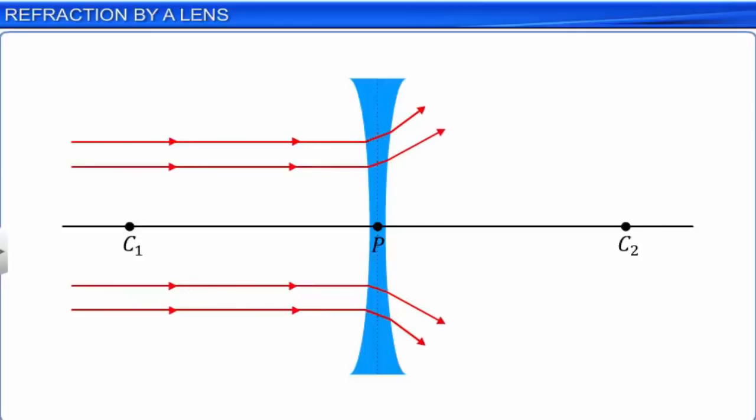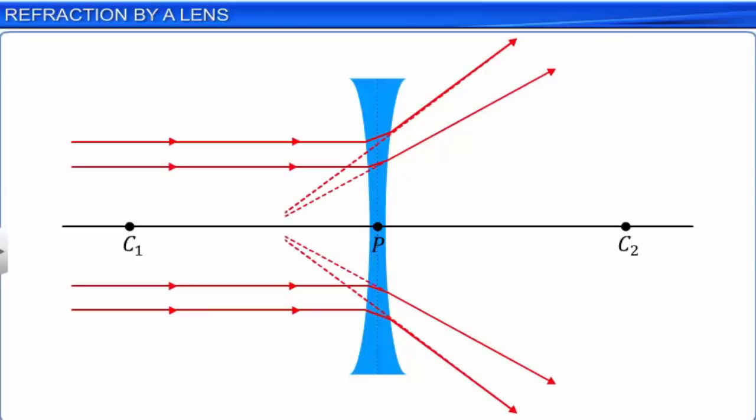The distance between the optical center and the principal focus is called the focal length f of the lens.